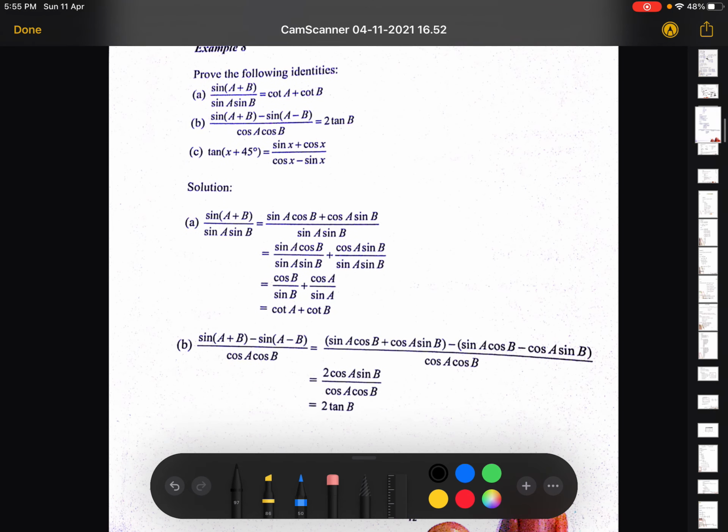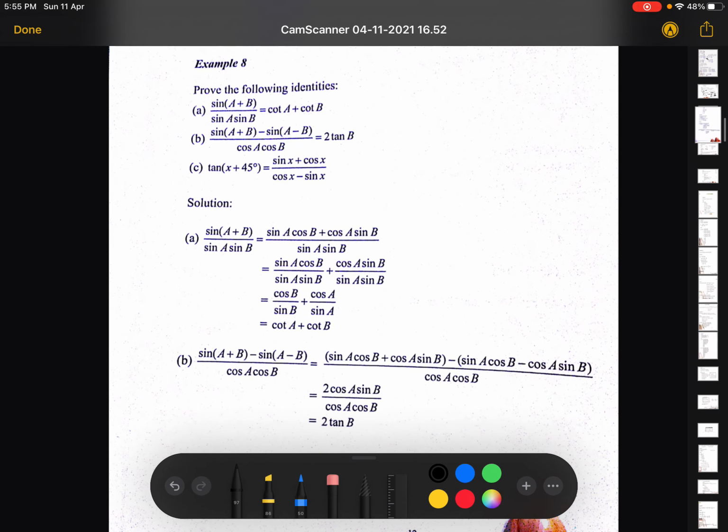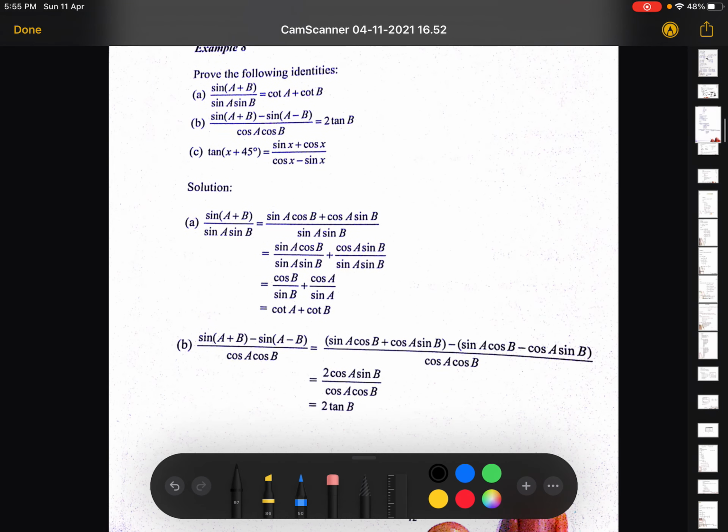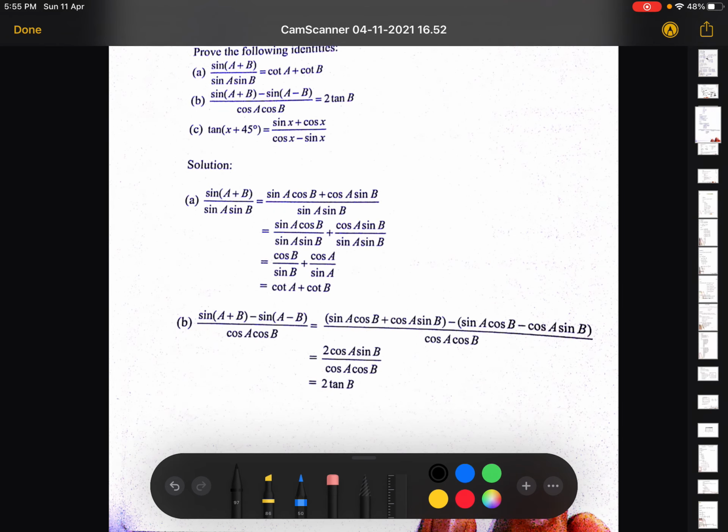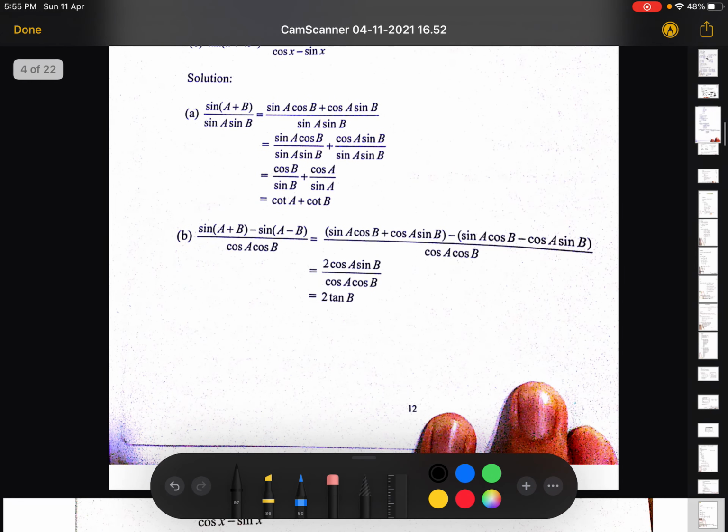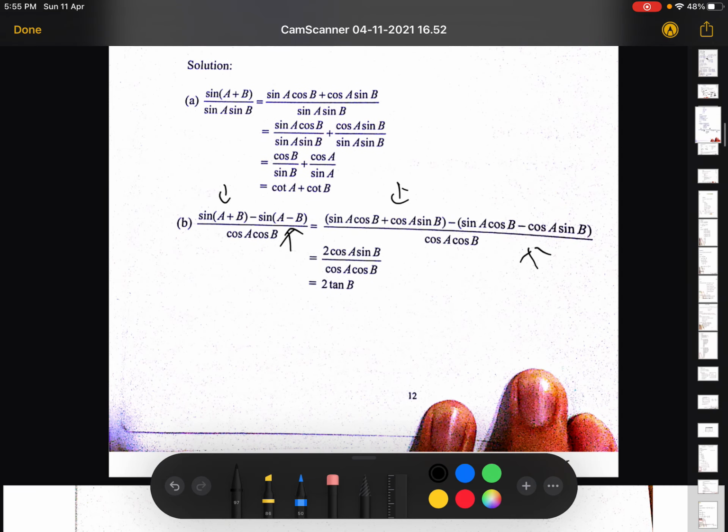The next one, prove the following identities. I'm going to talk about B because B seems very confusing. So sin(A+B) is this, sin(A−B) is this. So sin A cos B plus cos A sin B, minus sin A cos B minus cos A sin B. At first thought, I was like, how did this turn into this? Then I realized, plus, minus, cut, plus, minus become plus.